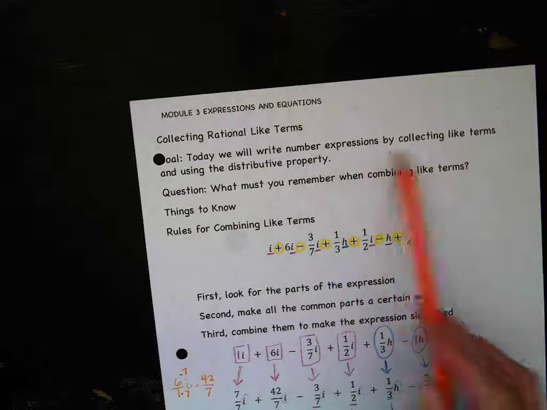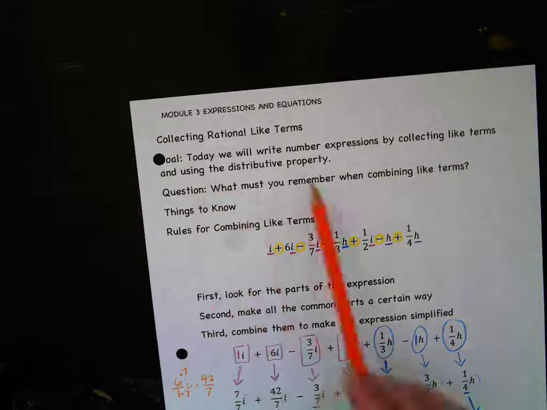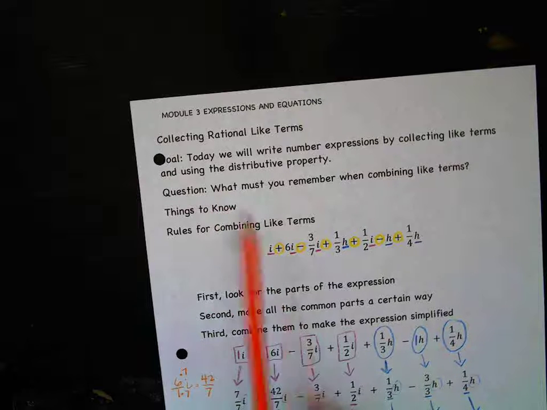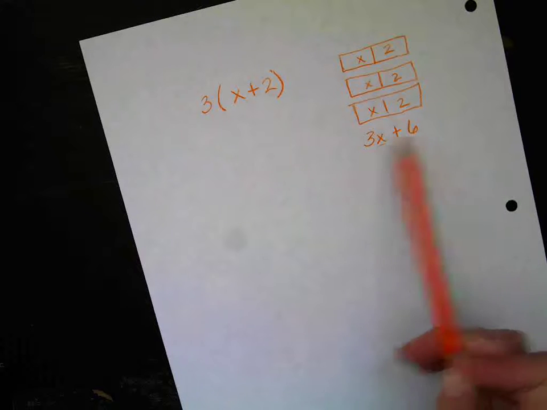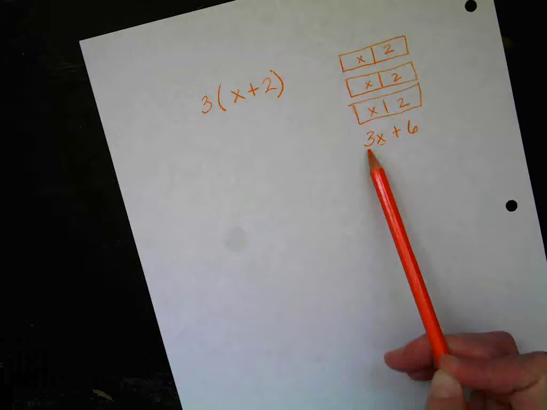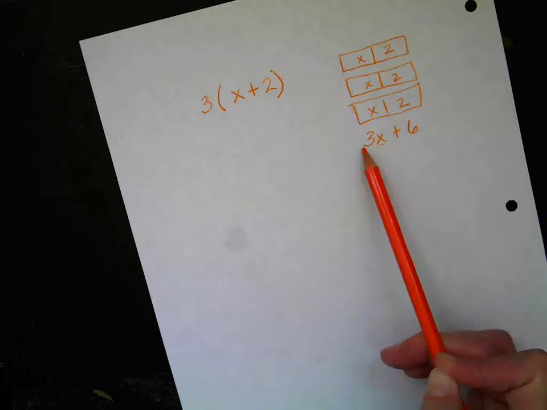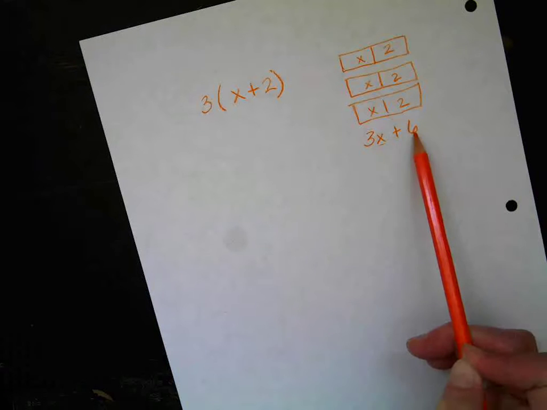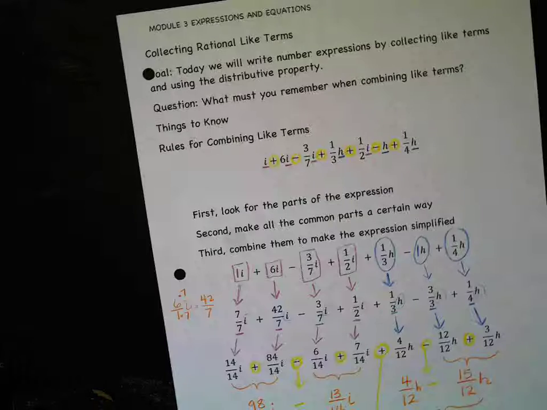So again, combining like terms, today we will write number expressions by collecting like terms and using the distributive property, and then remembering that you can only put them together if they have something in common. This one does not have just 3, it has 3x. So it cannot be combined with the 6 because the 6 does not have any x's.